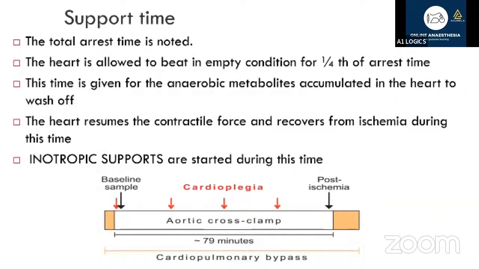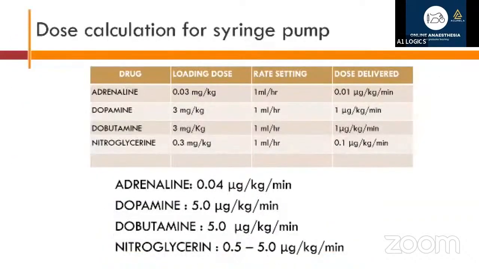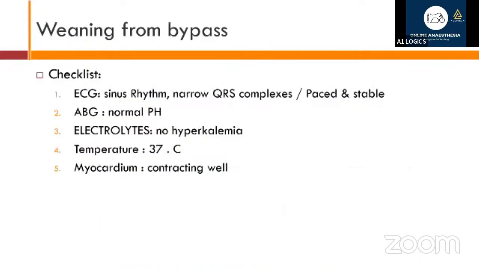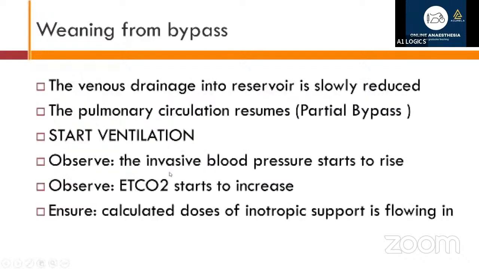Wait for some time, let it beat and regain its original contractility with the help of inotropes. Then you can start filling the blood. Before you fill the empty beating heart with blood, you have to make sure that there is a sinus rhythm, a narrow QRS complex, and the patient is stable with a good pH. There should be no hyperkalemia. Temperature should have reached 37 degrees, and the myocardium should be contracting well.